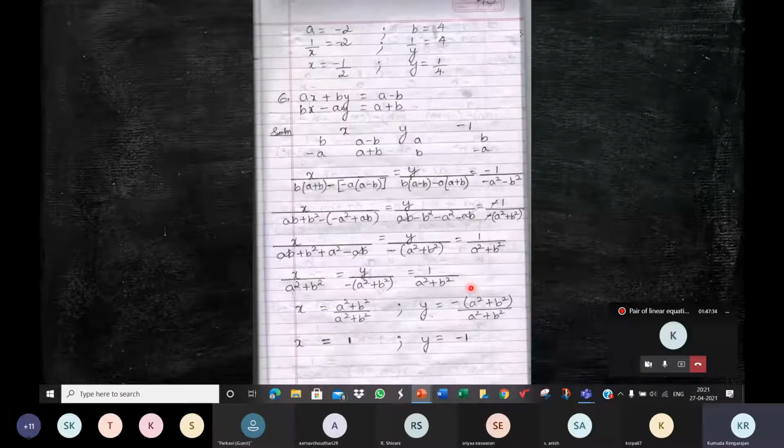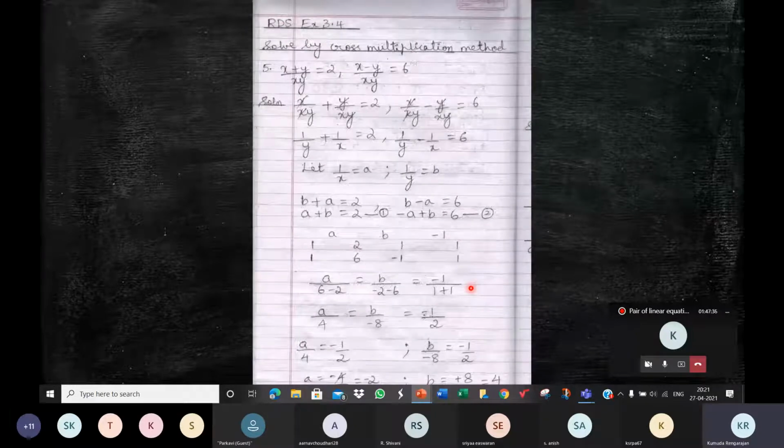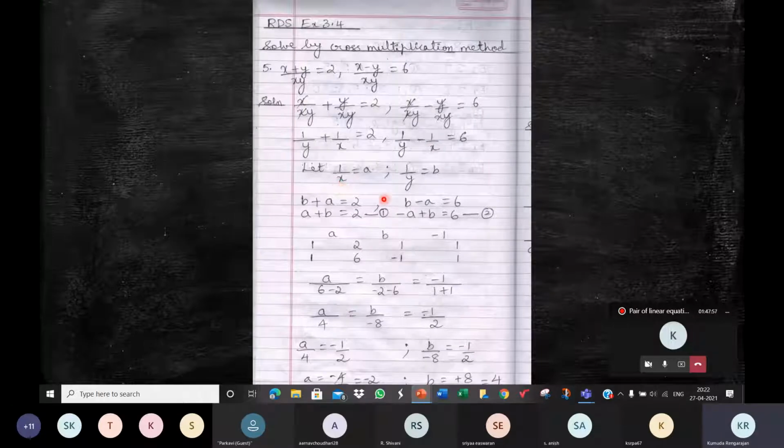So in the earlier question, which is called question number 5, we had x and y in the denominator, which is why we had to assume 1 by x to be a and 1 by y to be b. When you have x and y in the denominator, only then they are not linear equations in x and y. You need to assume like this and convert the equations to linear equations in a and b in this case.